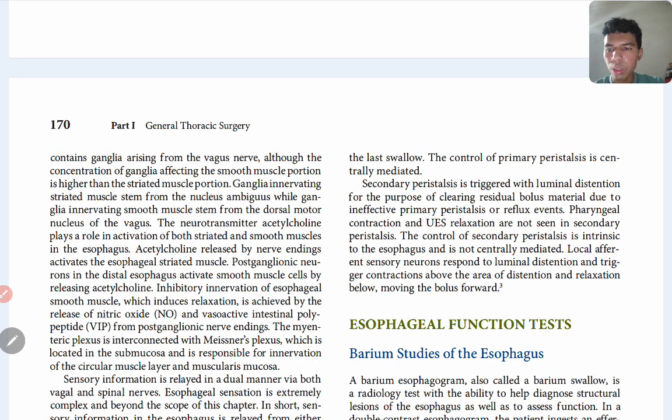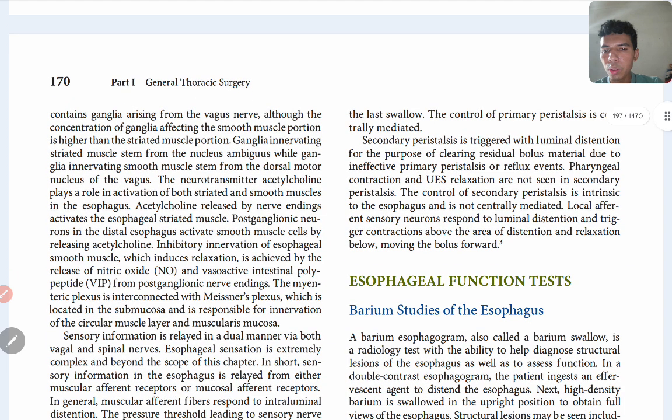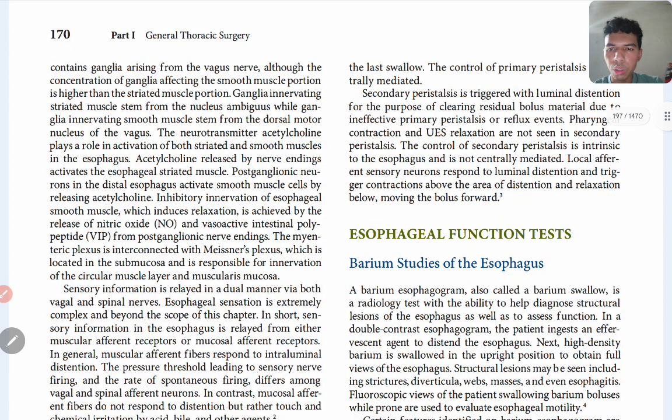The neurotransmitter acetylcholine plays a role in activation of both striated and smooth muscle in the esophagus. Acetylcholine released by nerve endings activates the esophageal striated muscle. Postganglionic neurons in the distal esophagus activate smooth muscle cells by releasing acetylcholine. Inhibitory innervation of the esophageal smooth muscle, which induces relaxation, is achieved by release of nitric oxide and vasoactive intestinal polypeptide (VIP) from the postganglionic nerve endings. The myenteric plexus is interconnected with Meissner plexus, which is located in the submucosa and is responsible for innervation of the circular muscle layer and muscularis mucosa.